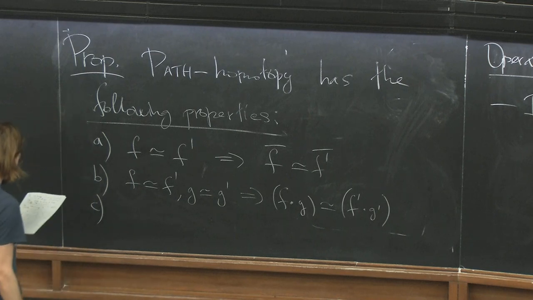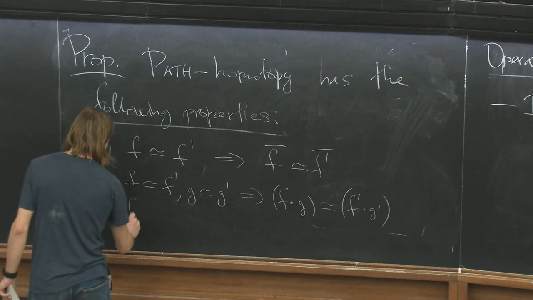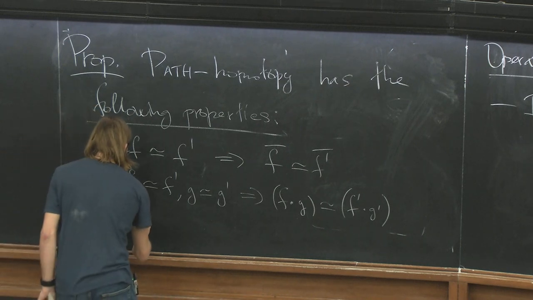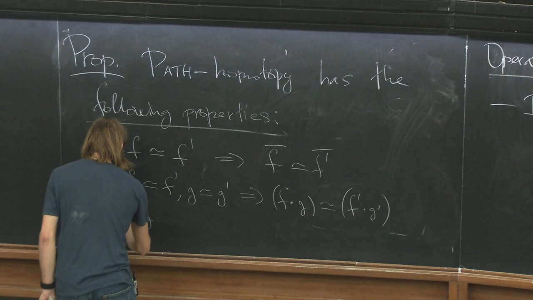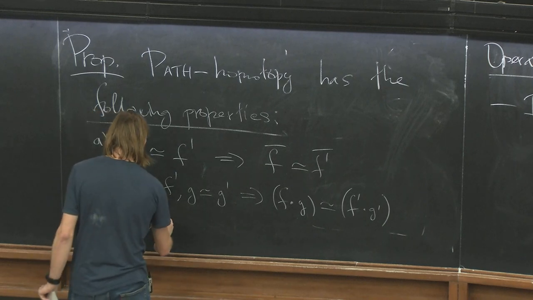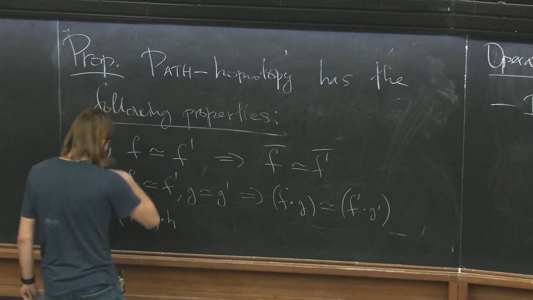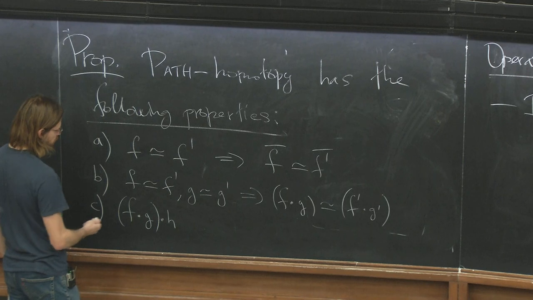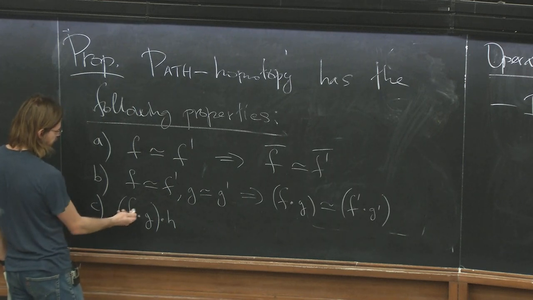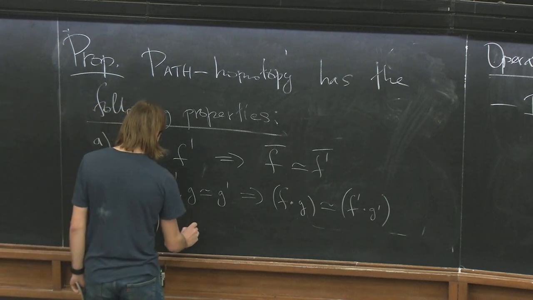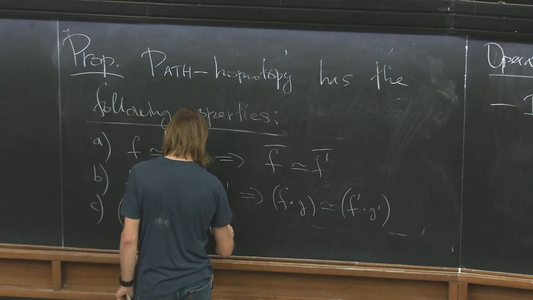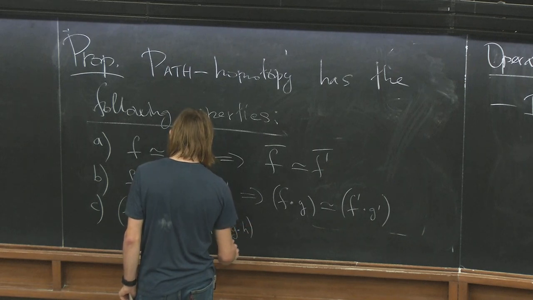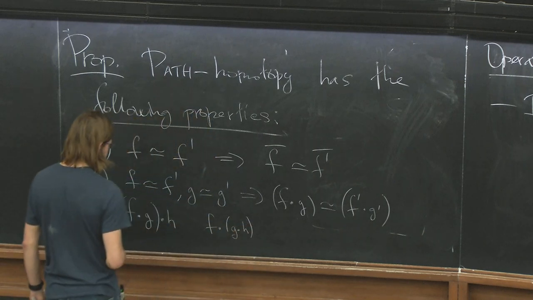The property C, which is actually very important for us later, is this: when you consider composition of three paths, we have to define in which order we do the composition. We first compose g and f, and then compose with h. And we also can first compose g and h, and then compose it with f.